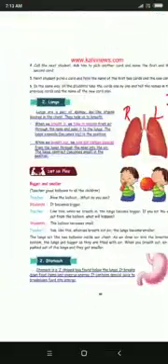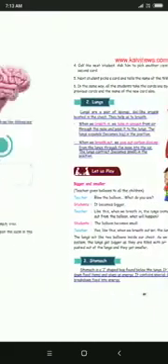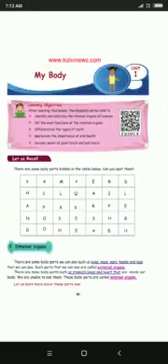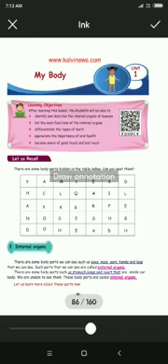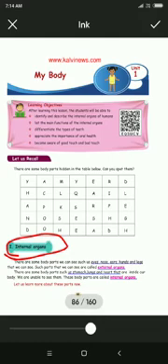Once again I repeat, in this Unit 1, My Body. In this lesson we will learn about internal organs and their functions, external organs and their functions, different types of teeth, and awareness of good touch and bad touch. First one, internal organs. In means inside. Some organs are present inside our bodies. For example, brain, lungs. These are the internal organs.